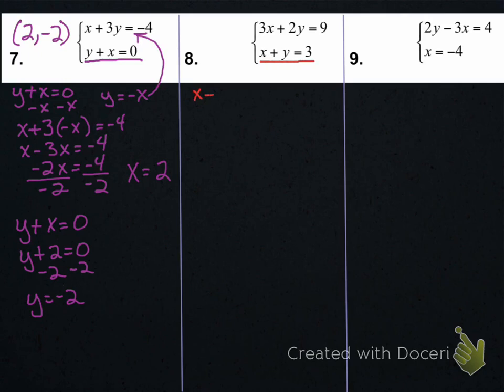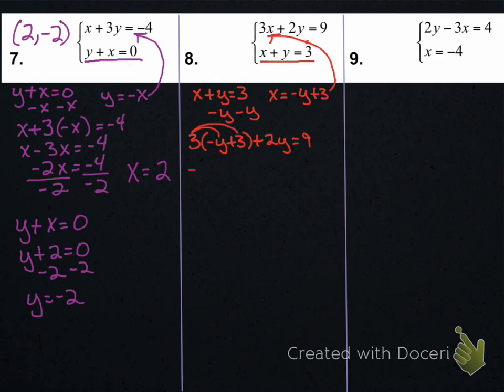Number 8, I'm going to use x plus y equals 3. We're going to solve for x by subtracting y from both sides. So I have x is equal to negative y plus 3. Insert that into my first equation. And we have 3 times negative y plus 3 plus 2y equals 9. Distribute my 3. I get negative 3y plus 9 plus 2y equals 9.